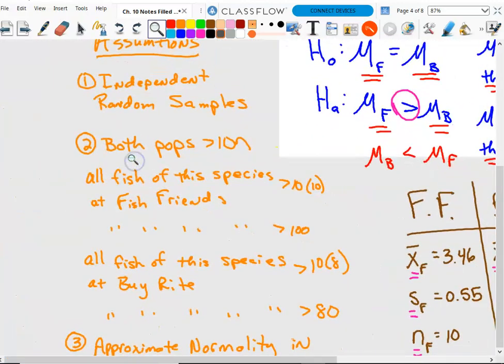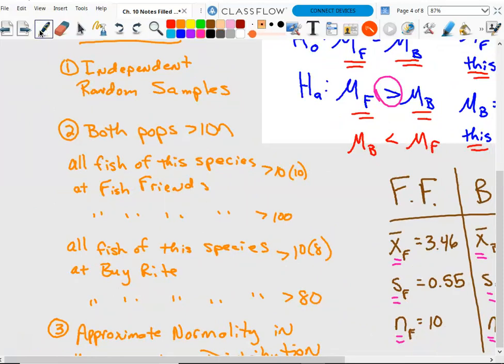Then, I'm going to talk about assumptions. Just like last section, got to have the word independent. You don't have it, they won't give you full credit. This is not a matched pairs problem. Therefore, these samples are independent of one another because one was from one store, one was from a second store. Those are independent samples, as opposed to, like if I wanted to find out whether or not this type of fish was bigger than this type of fish, and I paired them up. And it's a very fine line, is all I'm telling you.